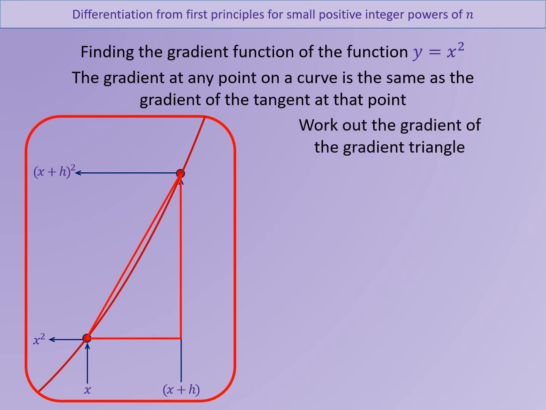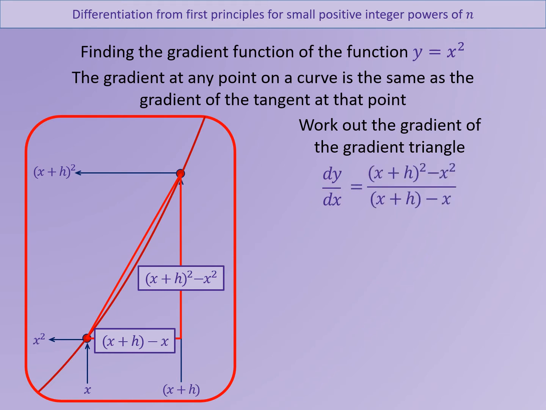So let's work out the gradient of this red chord that joins the two points together. The way that I'm going to do that is work out the difference in the y values, which is x plus h squared minus x squared, and the difference in the x values is x plus h minus x. When you're doing this as an assessment question, it's often worthwhile drawing the triangle to show what the x values and y values are. We'll see that in action in just a minute.